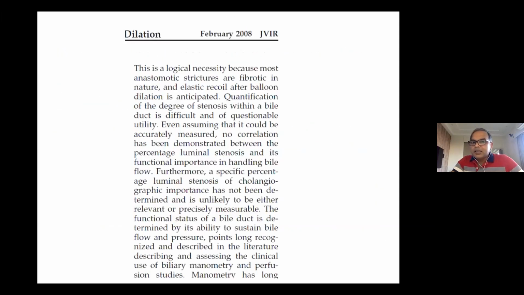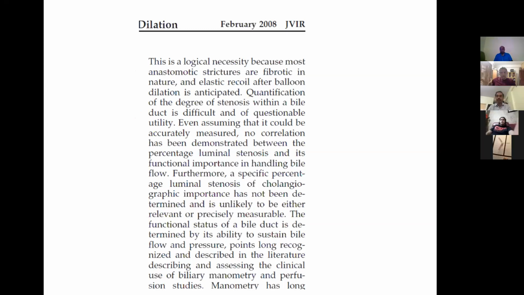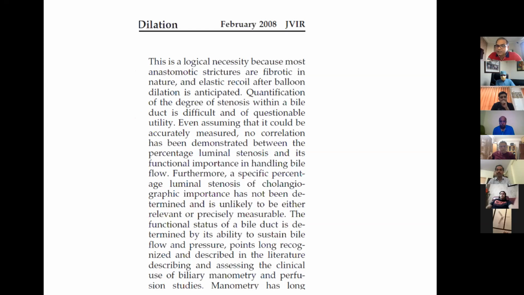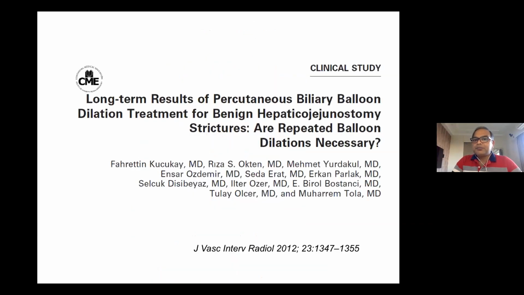So this is the published data that I'll read a few sentences from. This is a logical necessity because most anastomotic strictures are fibrotic in nature and elastic recoil after balloon dilatation is anticipated. Quantification of the degree of stenosis within a bile duct is difficult and of questionable utility. It means that just seeing the stenosis, where your contrast is not passing, doesn't mean that the system is completely obstructed. So the best way to deal with it is with manometry.